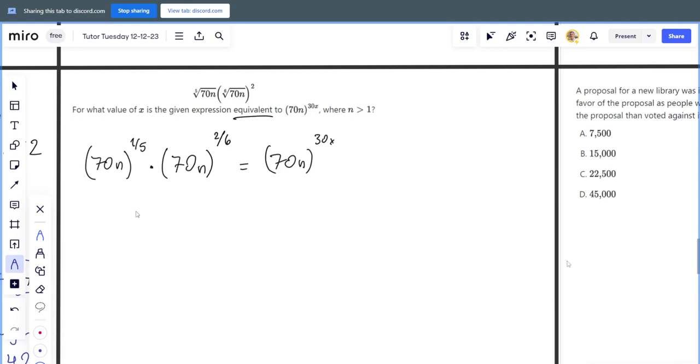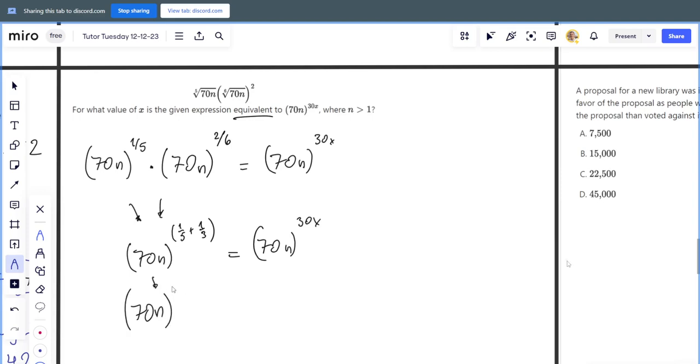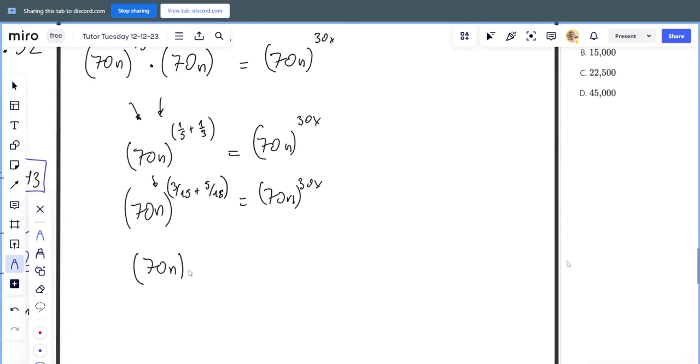This is equal to 30x. Again, when I have two of the same bases being multiplied, I can just add the exponents. So that becomes 70n to the power of 1/5 plus 1/3. Notice I simplified this into 1/3. 1/5 plus 1/3, if we get similar bases, that's the same thing as 3/15 plus 5/15. And that becomes 70n to the 8/15 power is equal to 70n to the 30x.